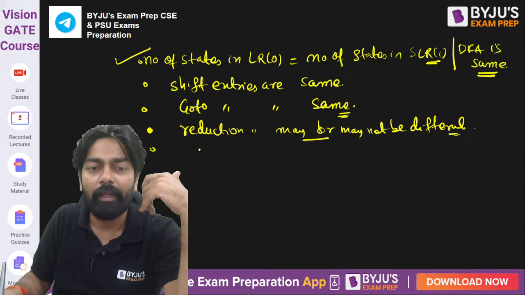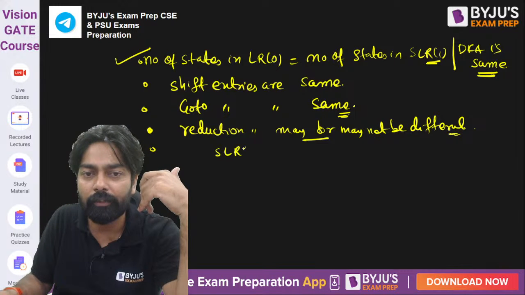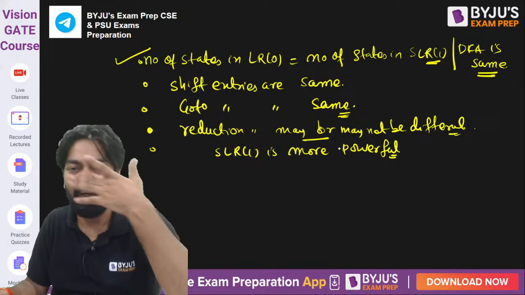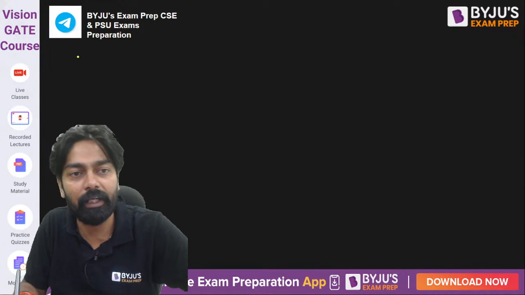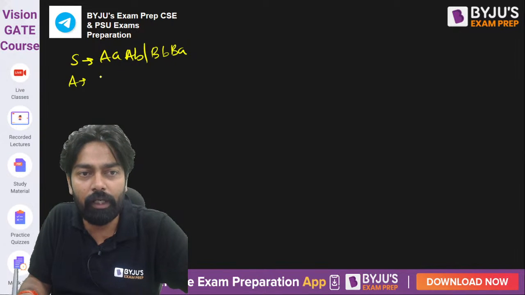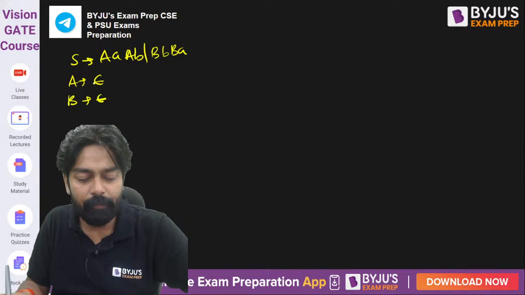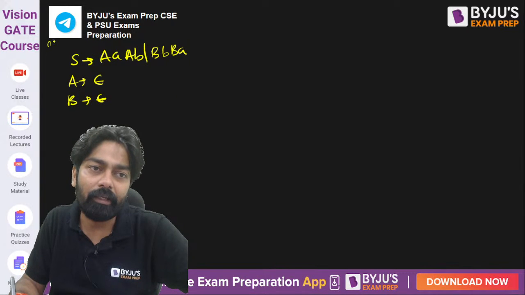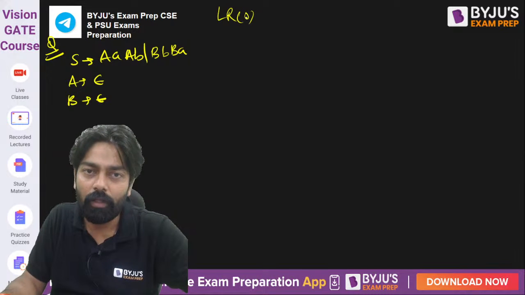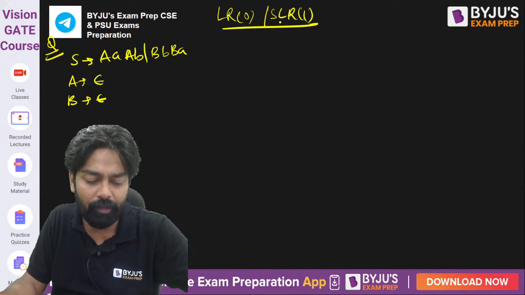Fine. See here, SLR1 is more powerful than LR0. Okay, some people might have doubt in this question. See clearly: S goes to AB, then BA, and let's suppose A goes to null and B goes to null. Maybe in the exam they will ask the number of inadequate states, whether it is LR0 or SLR1 or not.